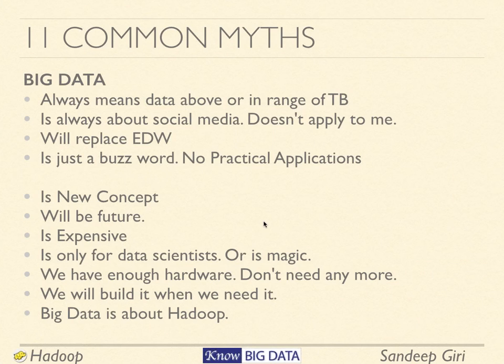Here are a few examples, and there are 11 common myths which I have seen. Out of them, the most prominent one is that it will be the future. No, it is the future and it is the present. People are already using it. The other common mistake is thinking it is only for a few companies like Google and not for us. That is a very, very bad way of thinking.